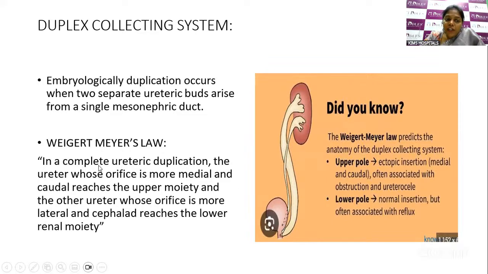So in a complete ureteric duplication, the ureter whose orifice is more medial and caudal drains the upper moiety, and the other ureter whose orifice is more lateral or cephalic drains the lower moiety.